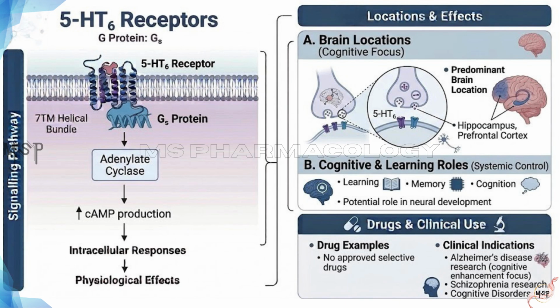Similarly, the 5-HT6 receptor belongs to the GS-coupled receptor family and is expressed primarily in the brain. Activation of these receptors is associated with learning, memory, and cognitive function. Although there are currently no approved drugs that selectively target 5-HT6 receptors, they are being investigated as potential therapeutic targets for Alzheimer's disease and other cognitive disorders.